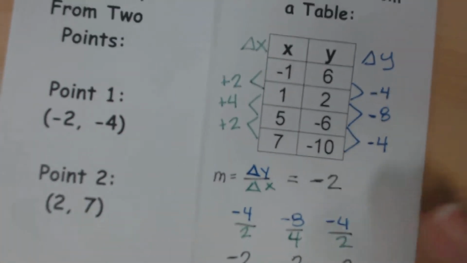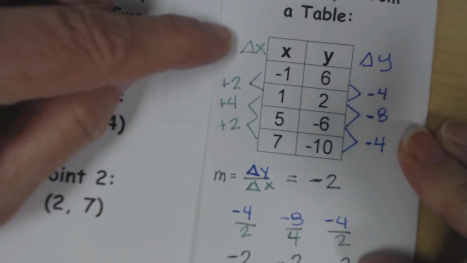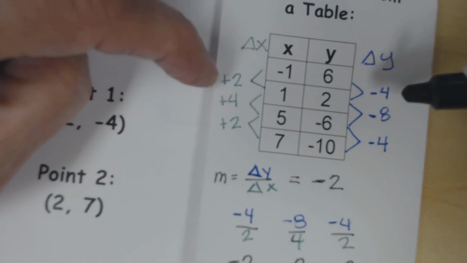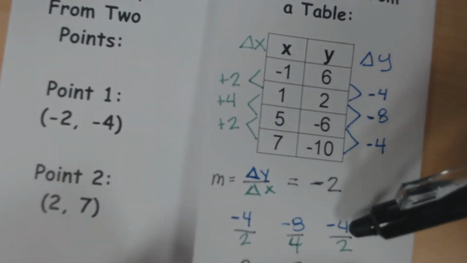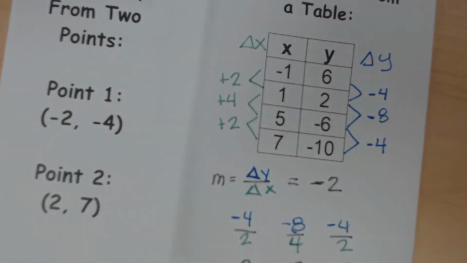So from a table, you find your change in y out to this side, you find your change in x here, and then you make your fractions or your ratios. If those ratios simplify to be the same, then you have found your slope.